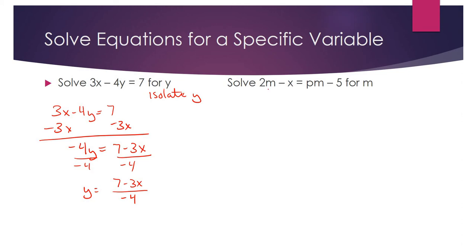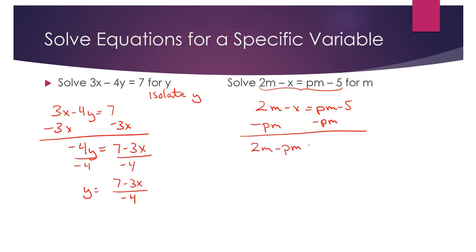Let's try another one that's got a little bit more going on. If I want to solve this equation for m, in other words, I want to isolate the m. Well, my problem is I have m's on both sides. So the first thing I want to do is put both of the m's together. So I'm going to bring them to the left. So I'm going to subtract pm. So let's see, that's 2m minus pm minus x equals negative 5.